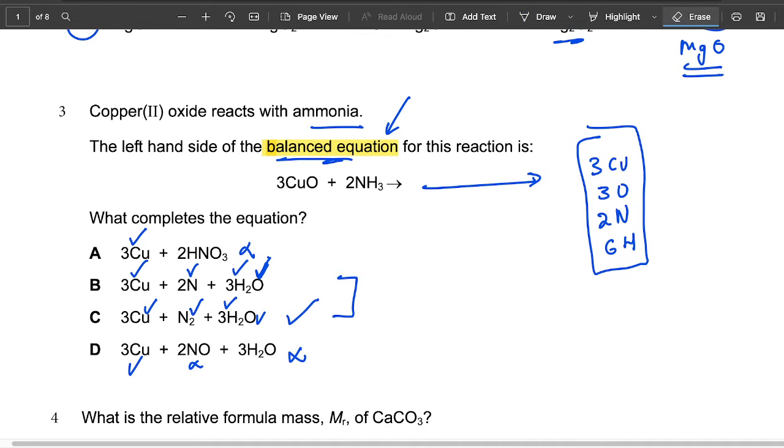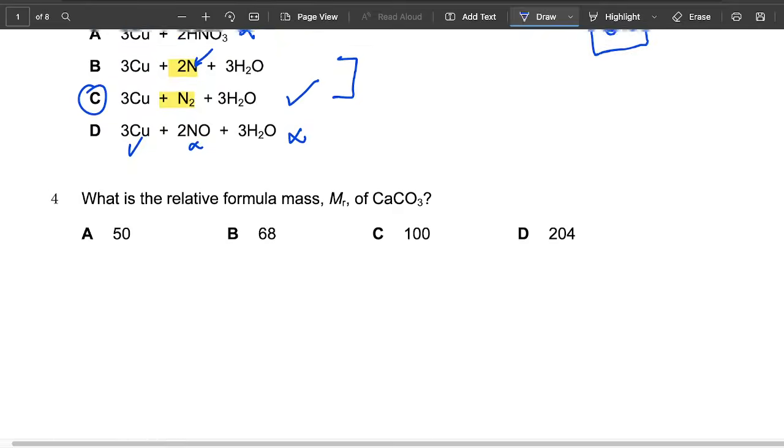So let me rub this. Now I can see the difference right here is that you see right here that nitrogen is always diatomic, hence why the answer is C. Nitrogen cannot be like this. Nitrogen is always diatomic, and hence why the answer for number 3 should be C, okay, or is C. Move on to the next question.